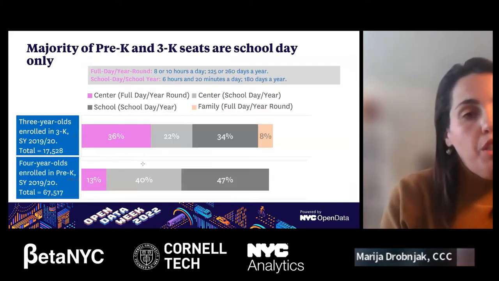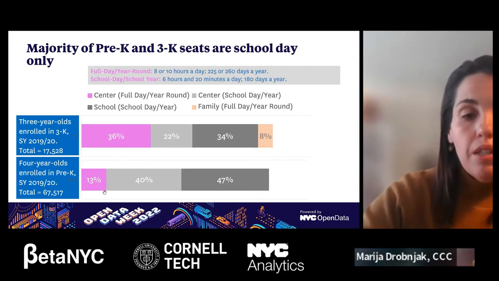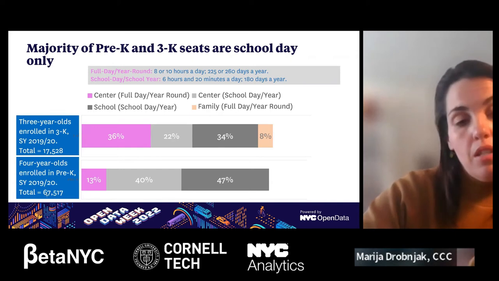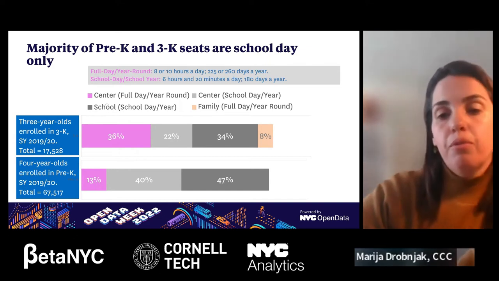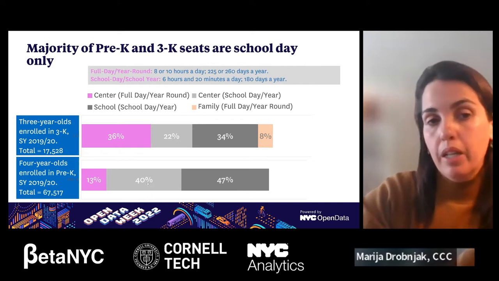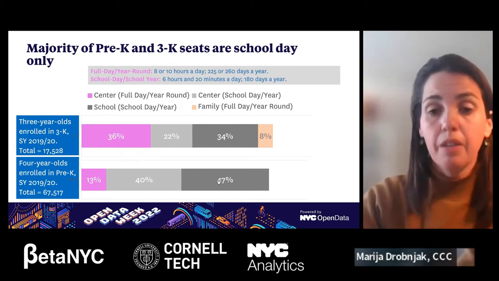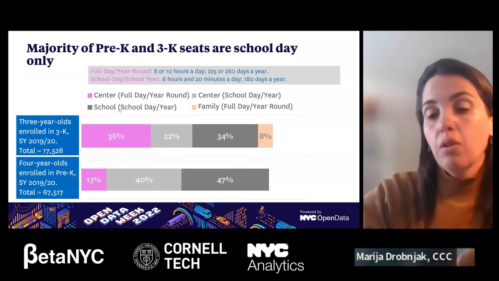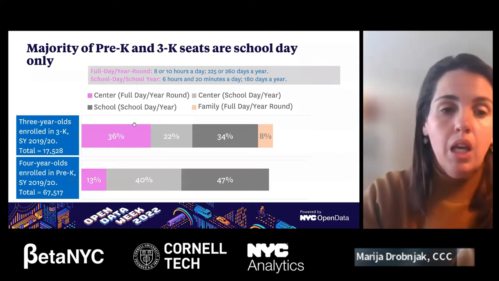And this is how this same story shapes up for pre-K and 3K separately. So we see that in pre-K, of all students, which is 67,500 in 2020, around 13% had access to these centers that provide full-day year-round care. 40% are in centers that don't provide this, where parents would have to pay for extra after-school care. And 47% are in schools that might also have an option for after-school care, but it is for a fee.